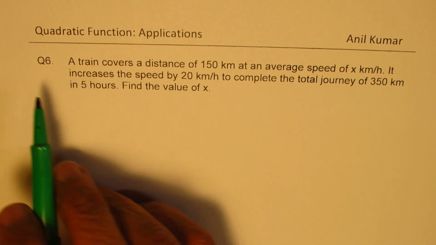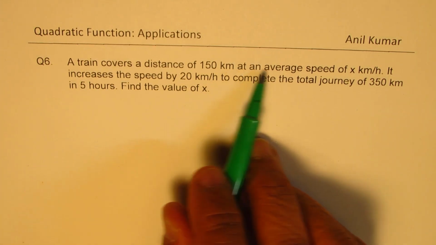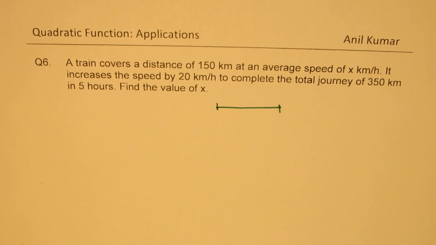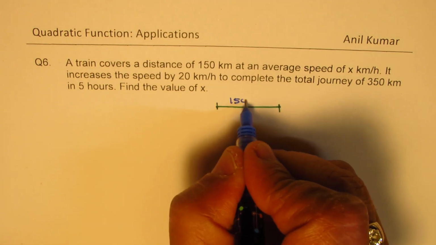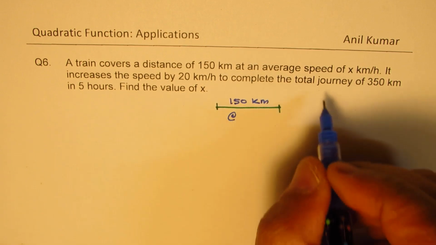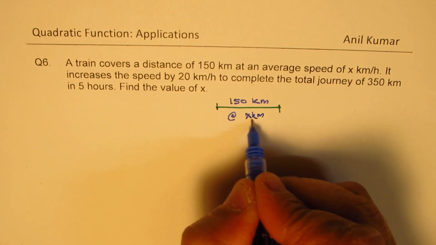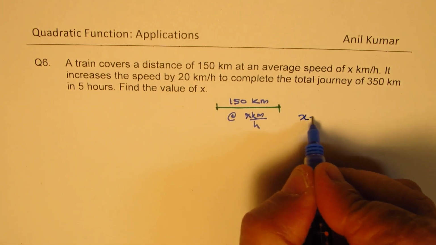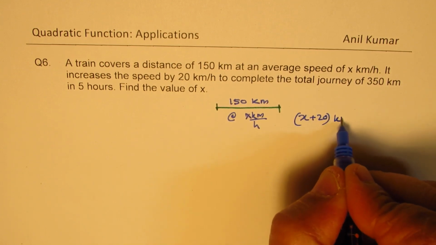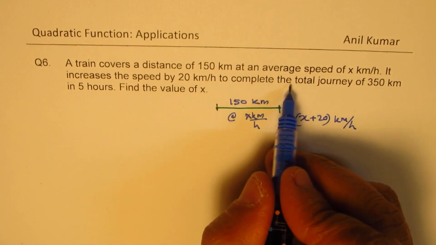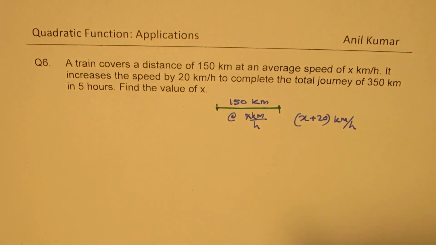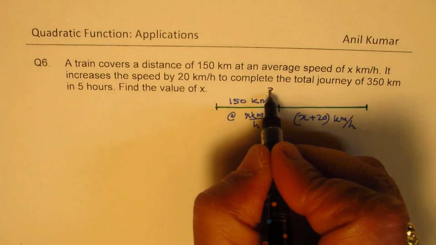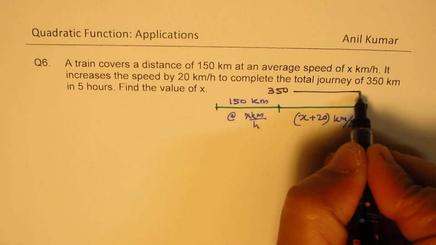The question here is, a train covers a distance of 150 kilometers at an average speed of x kilometers per hour. So we are going 150 kilometers at the rate of x kilometers per hour. It increases the speed by 20 kilometers, then it becomes x plus 20 kilometers per hour to complete a total journey of 350. So the balance journey is 350. Total is 350. So we have 350 in all.